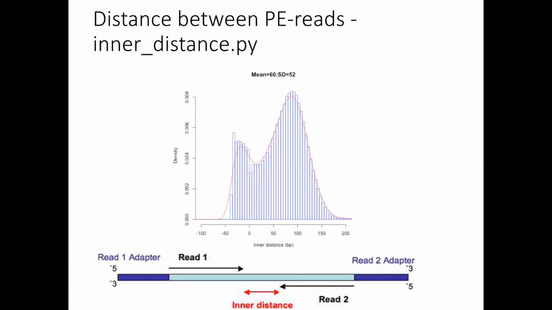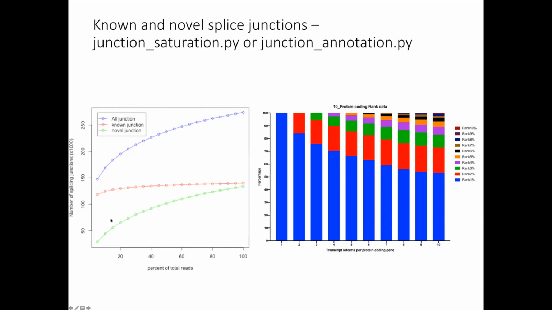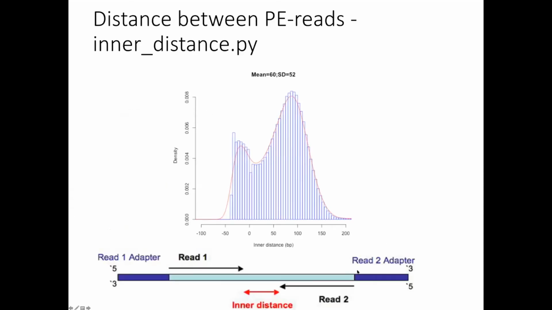If you have paired end reads, I don't know if you remember this slide, you have the fragment, which is the RNA that is in the cDNA, and you have paired end reads. So you have 1 read coming from this side and 1 read coming from that side. And what this one is telling you information about is the inner distance between these 2 reads. So this is sort of giving you the information about the distribution of the inserts in the fragments.